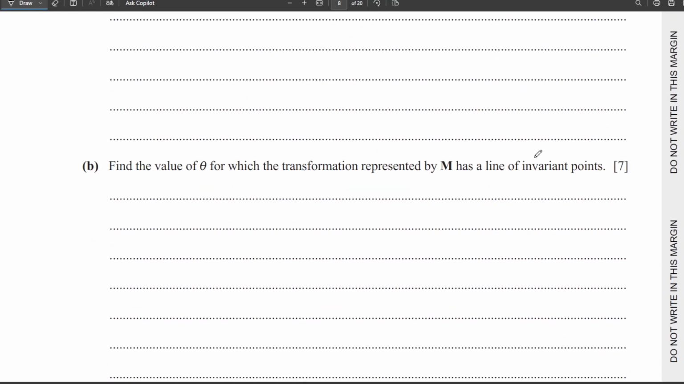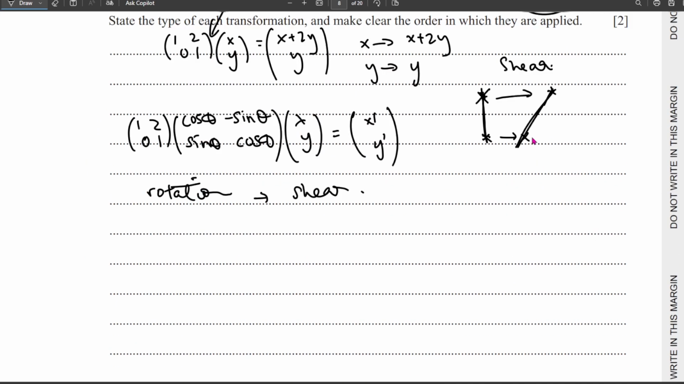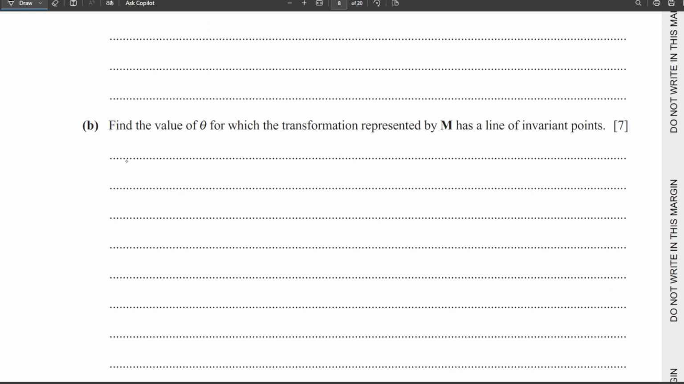Invariant is the opposite of variant, so it means the point will be constant. So even after you transform by this matrix M, if you have M multiplied by a coordinate, you get back the same coordinate. That's the meaning of invariant. Even though you transform it, you still get back the same value or coordinate.